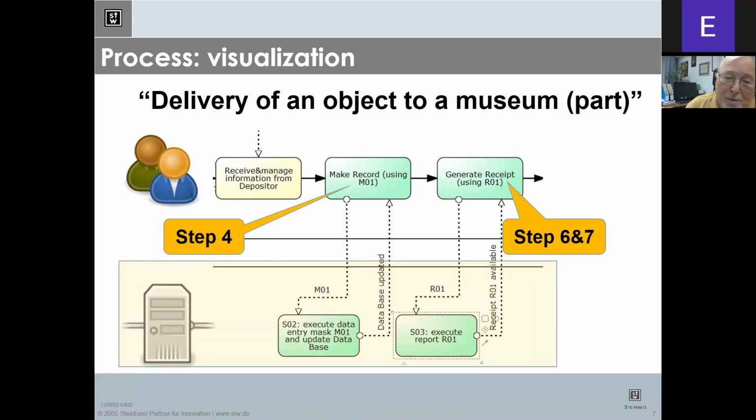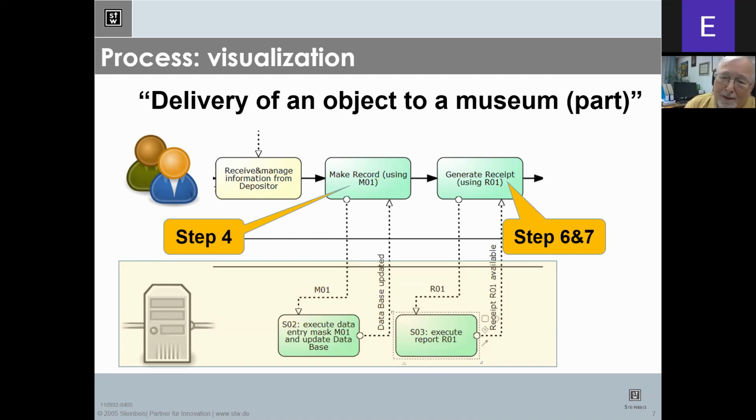Here you see a visualization of a process. And you see some rectangles, receive and manage an information from a depositor. So this rectangle represents a step, and the arrow means the sequence of steps. So the next step, you have the activity, we could call a step an activity, make a record.